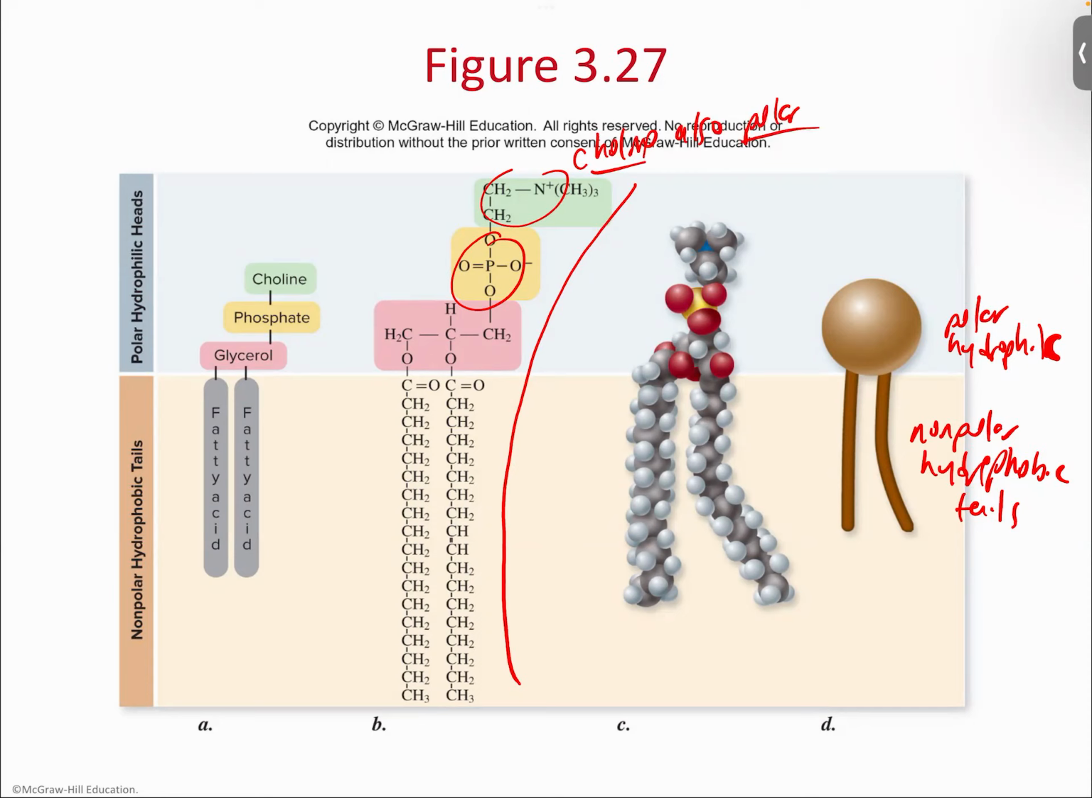But here's the thing. Notice these guys are linked together with covalent bonds. That means they're tethered. They're part of the same thing. Is this phospholipid, is this a happy molecule? Why not?